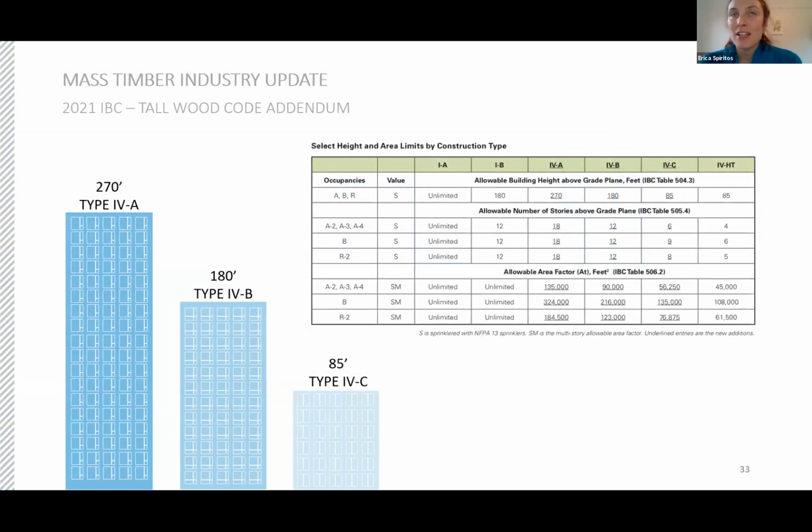Some of you may be aware that the 2021 IBC includes provisions and, in fact, new construction types for tall wood buildings, which is super exciting. There hasn't been a new construction type in many, many decades. So we are now able to build type 4A, B, and C buildings up to 270, 180, and 85 feet respectively. Those are equivalent to other structures, type 1A and 1B structures, for example.